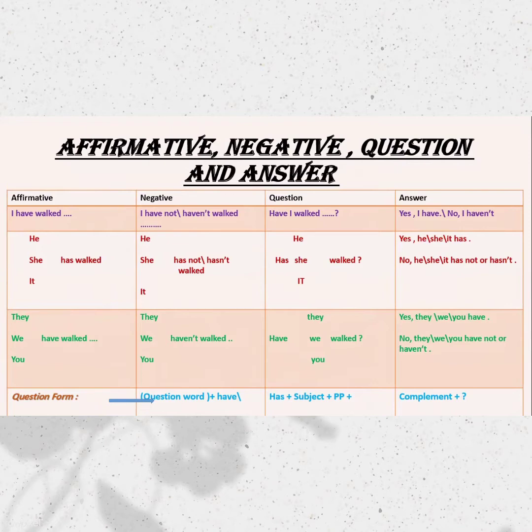And if you want to form a question, we simply make an inversion between the subject, like he, she, it, whatever, and the verb to have, have or has. So he has changes into has he, she has into has she, and so on.